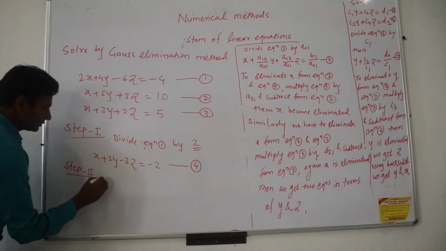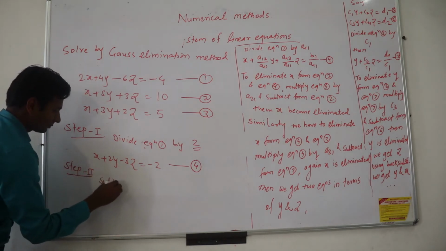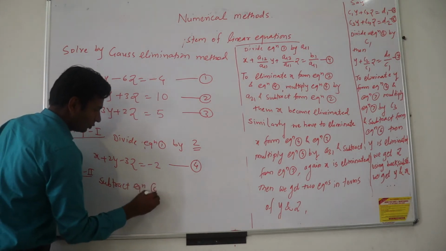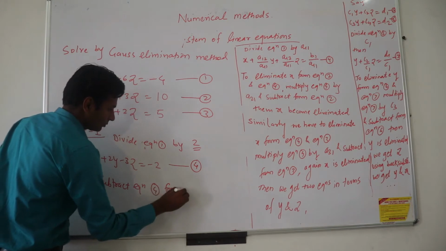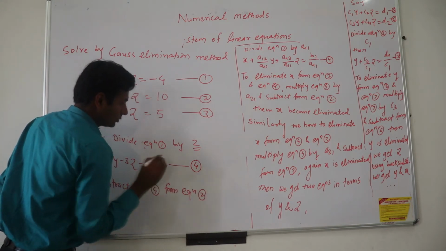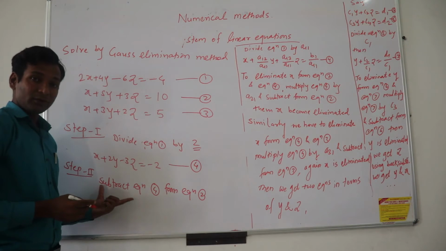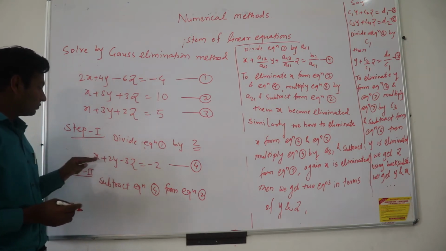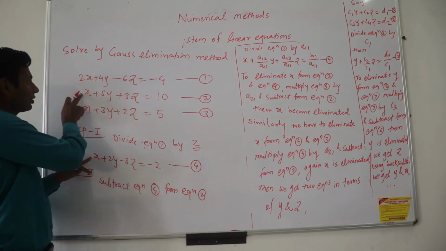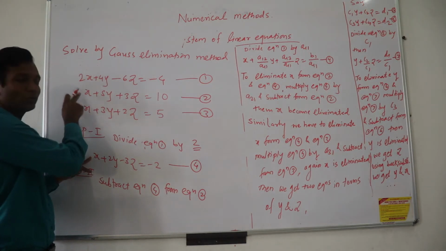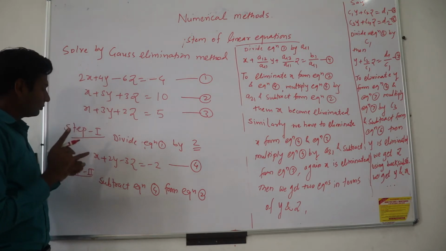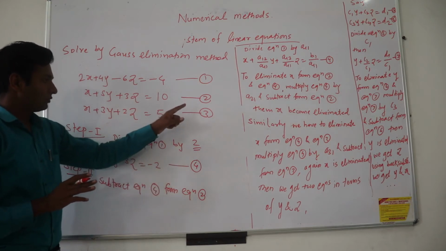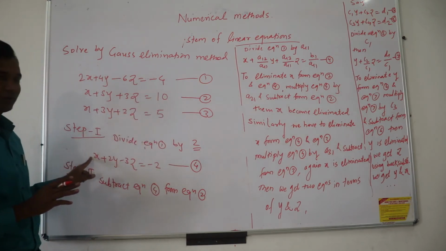So subtract equation 4 from equation 2. Why do we directly take the subtraction? Because multiplying equation 4 by 1 changes nothing; the coefficient of x in equation 2 is 1. So the multiplication part is not there. We directly subtract equation 4 from equation 2, because the coefficient of x is 1.